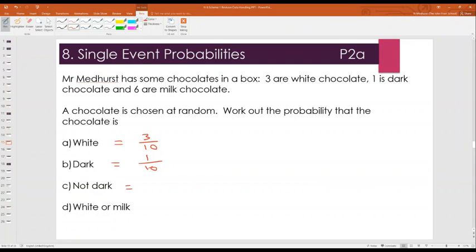For not dark now, there's 2 ways of doing it. You can either add up the white and the milk, or because you already know that there's 1 out of 10 is dark chocolate, that means the 9 out of 10 must be not dark chocolate because there's 10 in total. Okay, and then white or milk, remember that the word or means to add, doesn't it? So the probability of getting a white is 3 out of 10. Right, the probability of getting a milk, 6 out of 10. So adding those together gives you 9 out of 10. So saying white or milk or saying not dark is actually the same thing in this question. All right, so really simple, the number of ways of getting what you want on the top and the number of possible outcomes on the bottom.